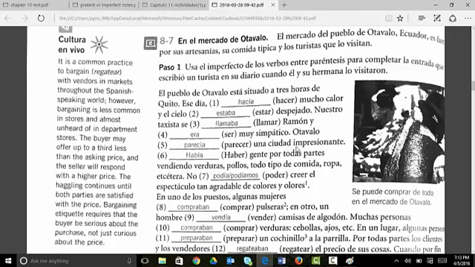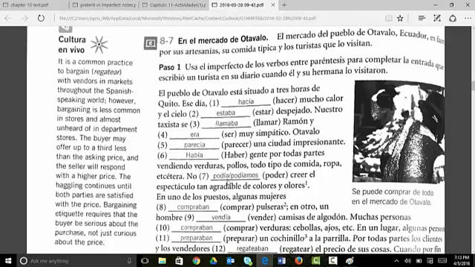So Otavalo seemed to be an impressive city. Again, we're still just setting up the background for our story. Había gente por todas partes vendiendo verduras, pollos, todo tipo de comida, ropa, etc. So there were people all around selling vegetables, chicken, all types of food, clothes, etc. So again, we're still setting up the background for that story.